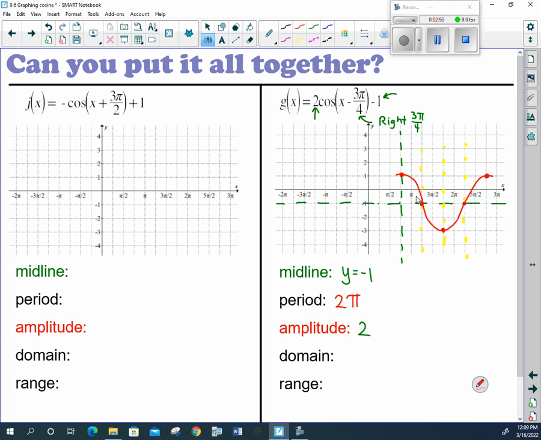And we could keep following that pattern to the left. So to an intercept, down to a min, to an intercept, and then back to a max. And now we've graphed 2 cycles of that cosine curve. Okay, domain here is all reals. And the range is from -3 to +1.